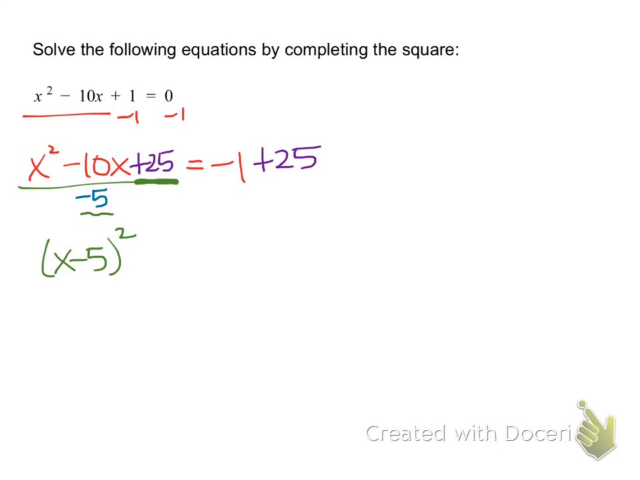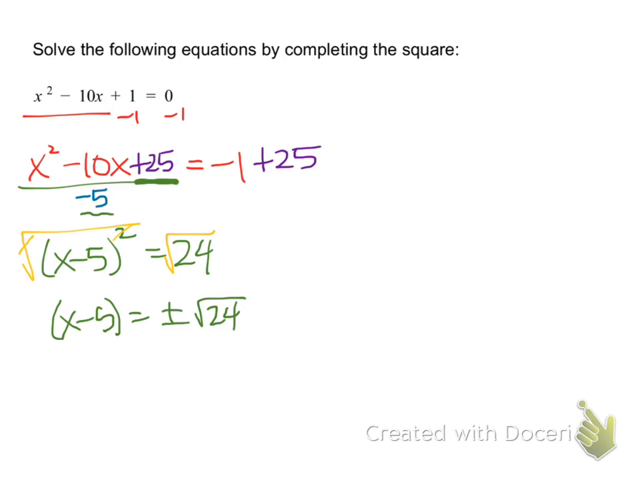So now we're going to factor. The left-hand side is x minus 5 quantity squared, and that equals 24. Taking the square root of both sides, squaring and square rooting undo each other, so we're left with just x minus 5 on the left, and we get plus or minus the square root of 24.